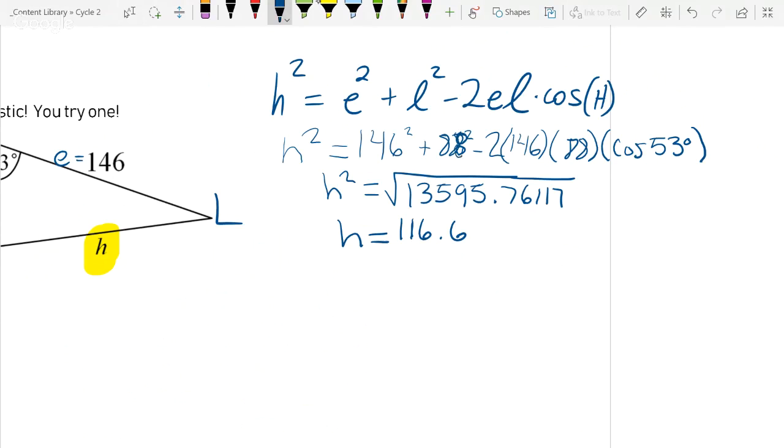So for this question, you have to do the cosine law. And when you go through it, you end up with H. Did I say sine law? Ah, failure. The sweet, sweet smell of failure.